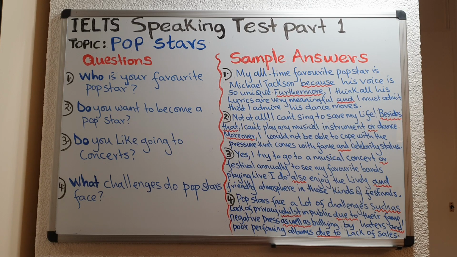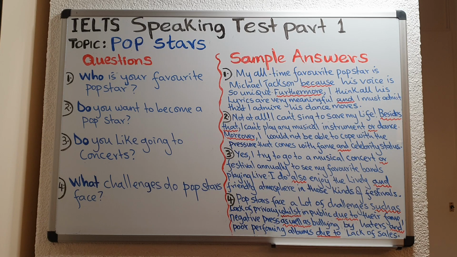So in that answer, I have made it very clear to the examiner that I do not want to become a pop star using the expression not at all. And after that, I have given the reasons why. I have used linking words to join all my reasons together. The first reason as to why I would not want to become a pop star is because I can't sing to save my life. Now that is a very good band 9 expression that you could use.